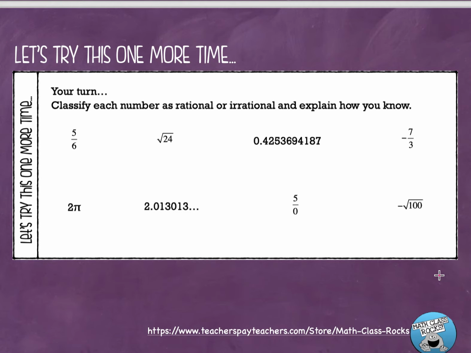All right, so you are going to classify each number as rational or irrational and explain how you know, right? Give a little reason, just like we did on the previous set of examples. At this point, you should turn off the video and try to classify these on your own. And when you're finished, hit play, and we'll check the answers together.